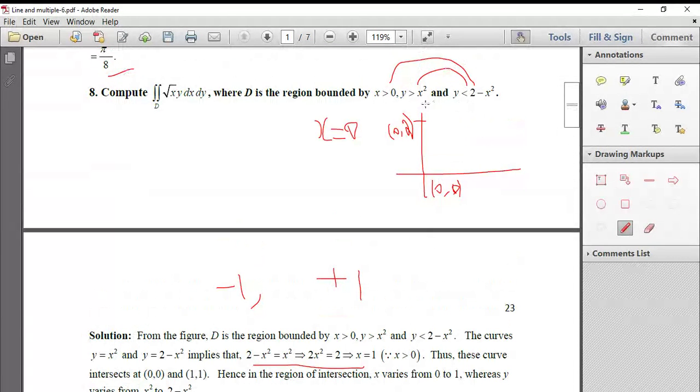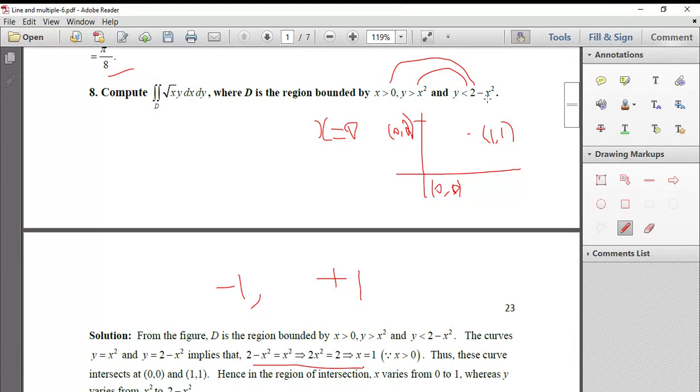At x equal to 1, these two graphs will intersect. What is the value? When x equal to 1, your y is also 1. In this also, it is 1. So at 1, 1, these two curves intersect. That is x equal to 1 and y equal to 1. Let us draw this graph.